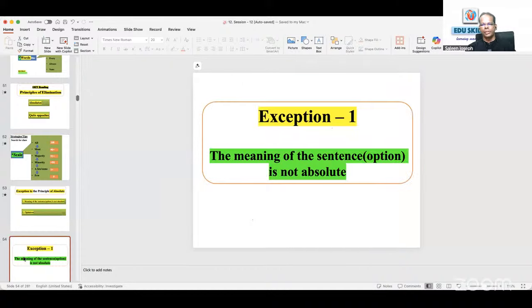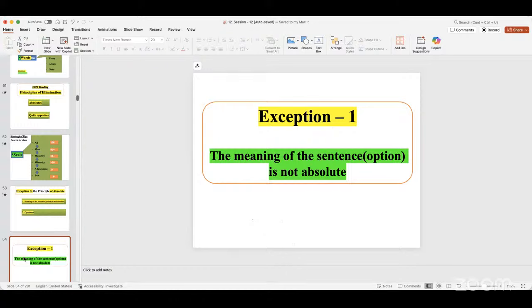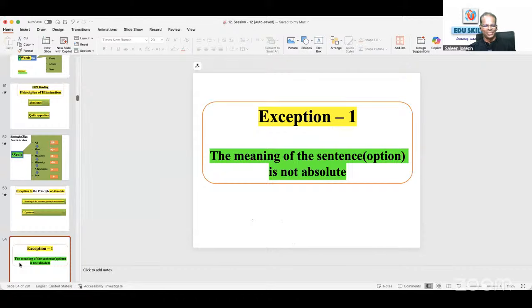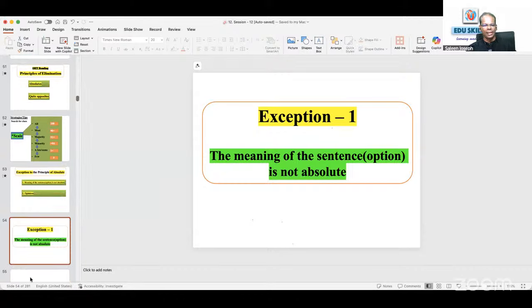And one exception: the meaning of the sentence in the option is not absolute. We have already seen, not suitable for all situations means the word all is there, an absolute word is there, but the meaning is different. Not suitable for all the situations means it is suitable for some situations. Some is not North Pole or South Pole. That is not absolute. So the meaning must be absolute.